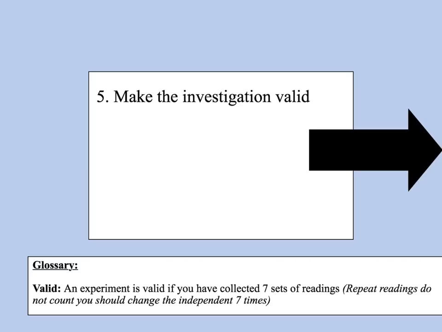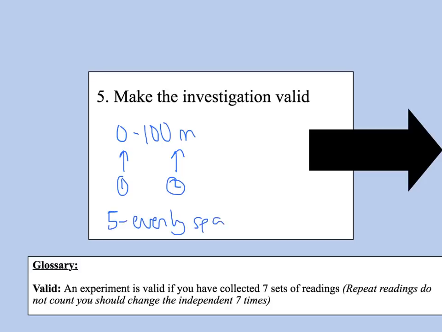So then we need to think about making the investigation valid. Now, this is about taking a range of data. So for instance, if we're looking at gravitational field strength again, you're asked to work out over a range of 0 to 100 meters above the surface of the planet. You would take one reading at 0. You would take another reading at 100. And then what you do is you take 5 evenly spaced. Okay, so that's how to deal with if you're asked to take over a range.